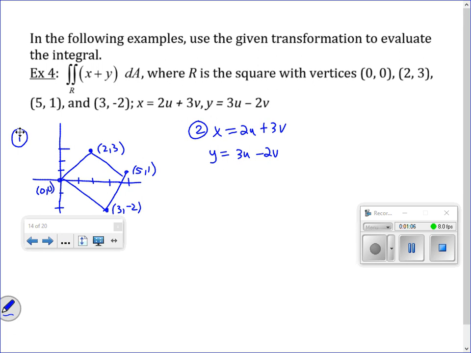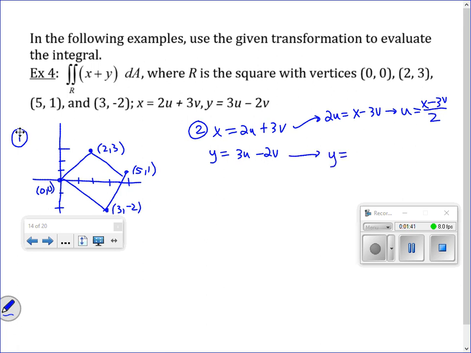All right, so it's just debatable how you want to go about this, but I'm just going to go ahead and solve this guy for u. So if I solve this for u, I will get 2u equals x minus 3v. And so basically I will get u equals (x minus 3v) over 2. And then I'm going to take that and plug it into the other problem.